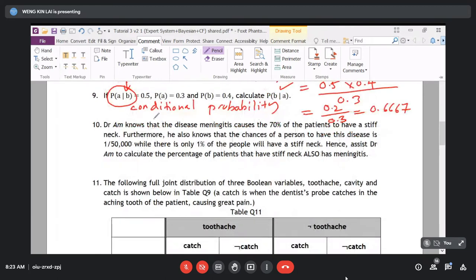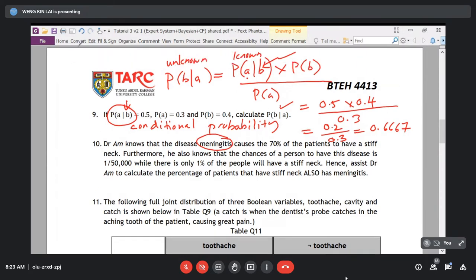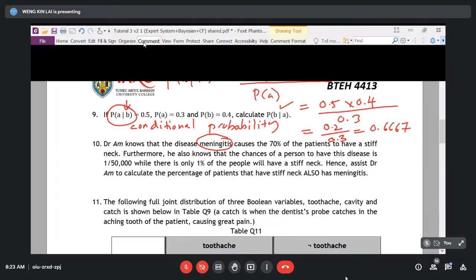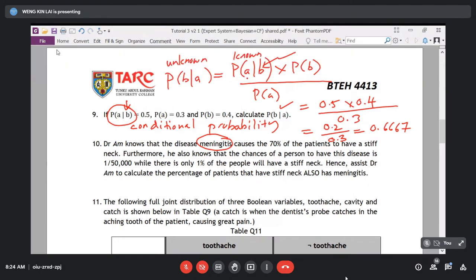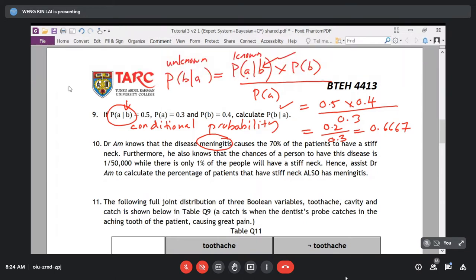Okay. Now going back to question number 10. Now this is more interesting. So we have this Dr. M, right? He's a doctor, and he knows that the disease called meningitis is basically a bacteria-based disease, causes 70% of the patients to have, let me just erase this. I need the space. I do not want to move away from this question paper.